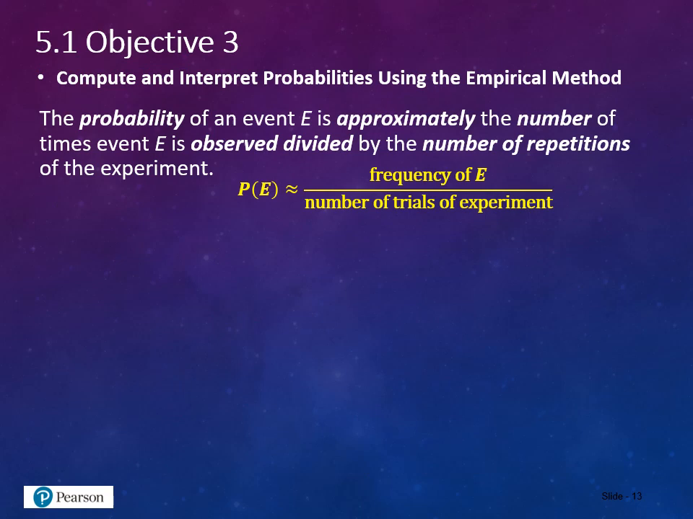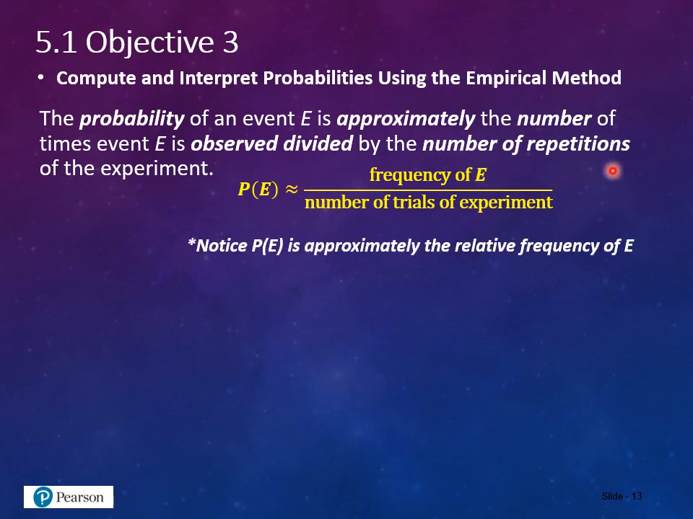Our next objective is to compute and interpret probabilities using the empirical method. The probability of an event E is approximately the number of times E is observed divided by the number of repetitions of the experiment. So we can see here this is the frequency of E, how many times we observe E, and then how many total experiments there were. This is what we looked at in chapter 2 or 3, sorry I can't remember, and we called the relative frequency of E. So this is something we're already doing, so probability, we're kind of mapping into that already with the relative frequency that we did. I think that was chapter 3 when we did the graphing.